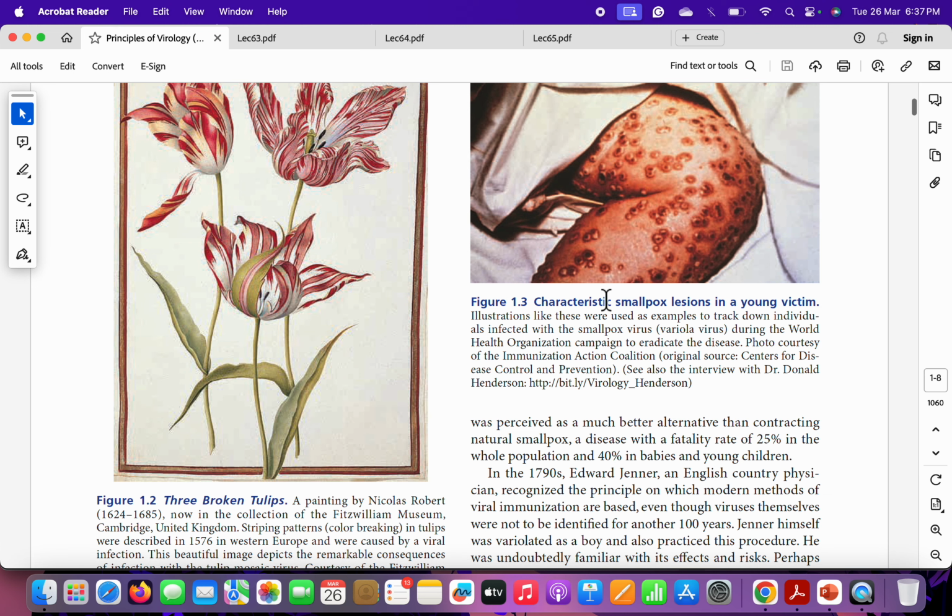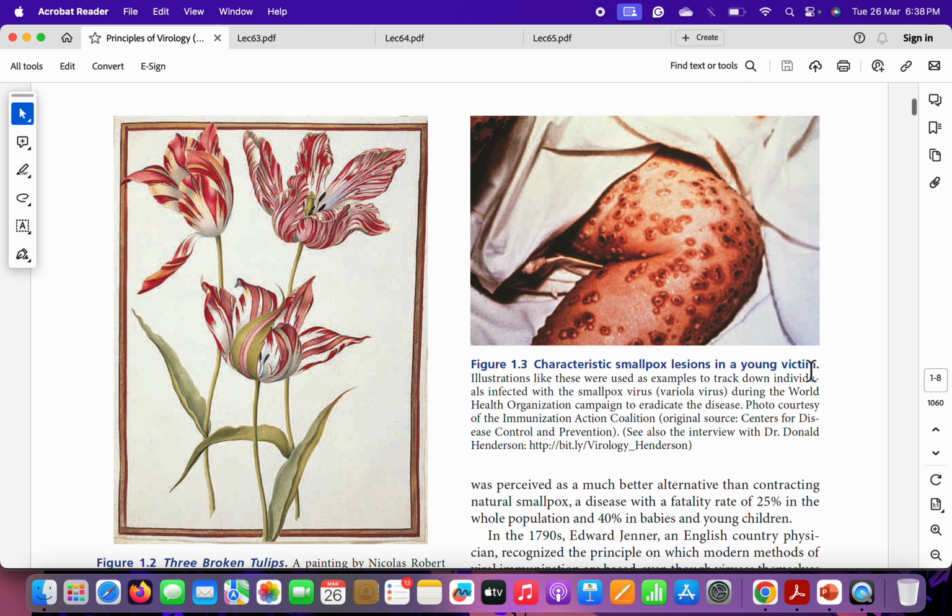These are characteristic smallpox lesions in a young victim. You can see this illustration. These blisters are created because of the smallpox.